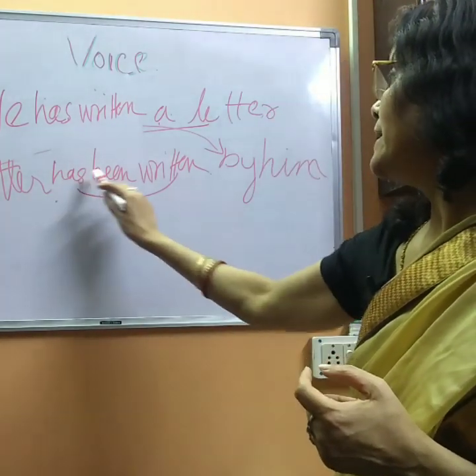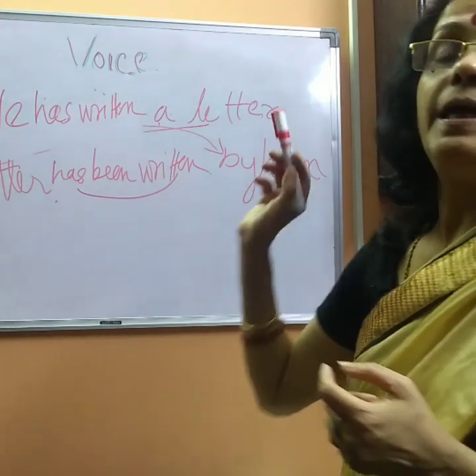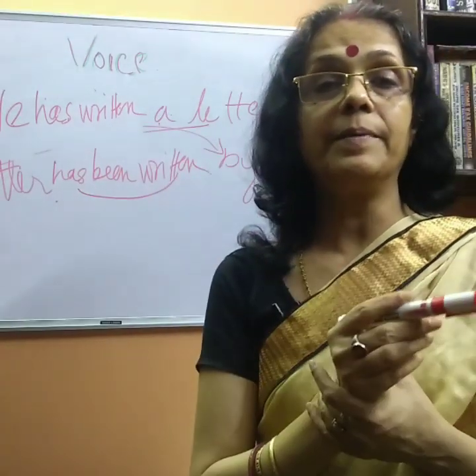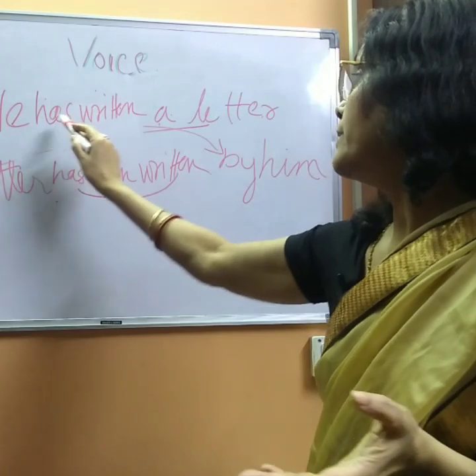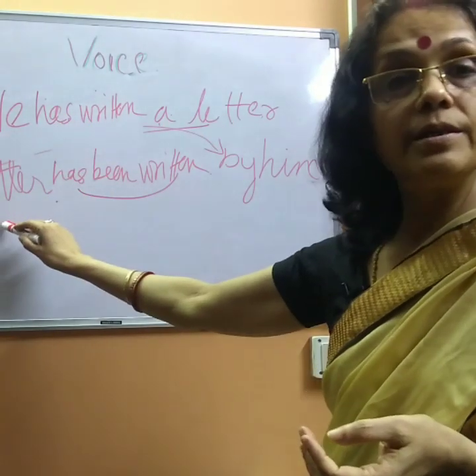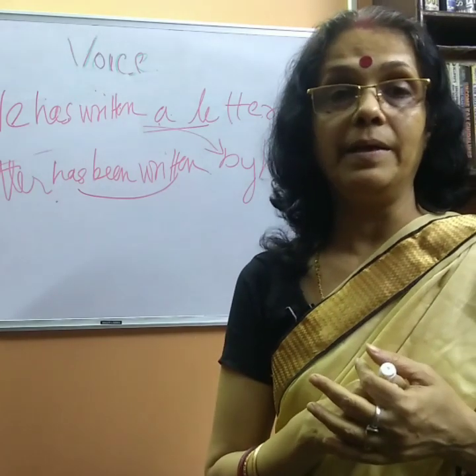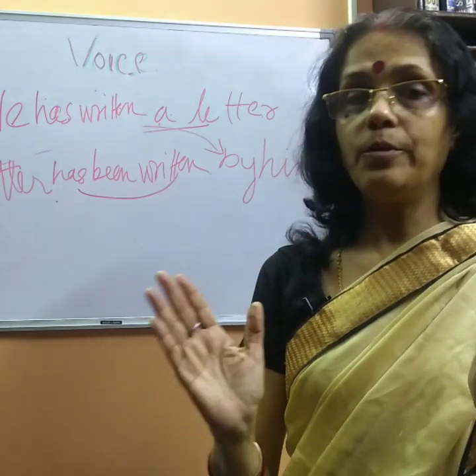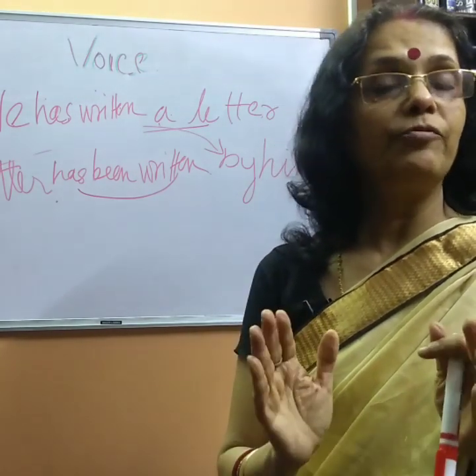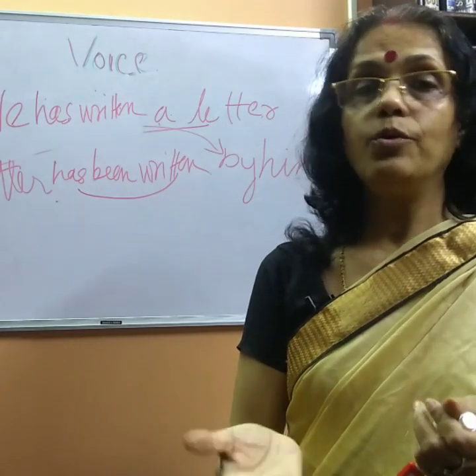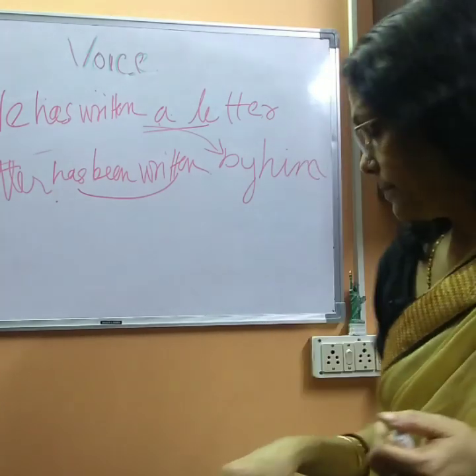But here it is a letter has been written by him. Why? Because he is a third person. So here also has, and when letter comes here, this is also third person. So has remains, we just put a been in the middle. So I hope in your present tense you have no confusions. Then what do we do? We go to the past tense.